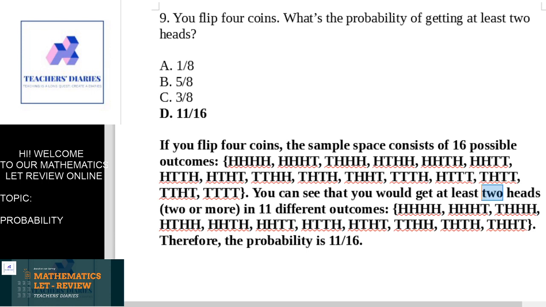It could be 3, it could be 4 if possible, right? Since we only flip 4 coins, the largest number of heads is only 4. So at least 2 heads means 2 or more. So we can have HHHH, HHHT, down to THHT. If we count all of these outcomes here, we get 11 out of 16. Therefore, the probability is 11 out of 16.